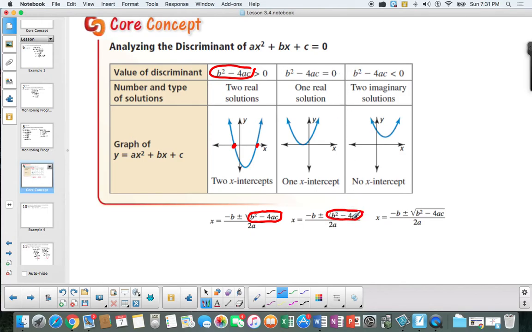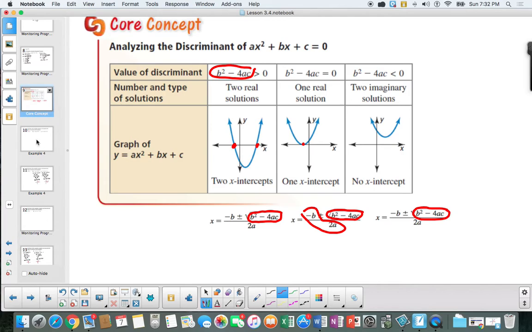If it ends up being equal to 0, you're going to add or subtract 0, which is only going to give you one solution, which is this. So you're just going to get one solution. Now if this part right in here, the discriminant, ends up being a negative number, we can't take the square root of a negative number. In Algebra 2, you'll learn that these are imaginary solutions, and that's because the graph did not hit the x-axis. So the discriminant plays an important part in predicting how many solutions we're going to get.